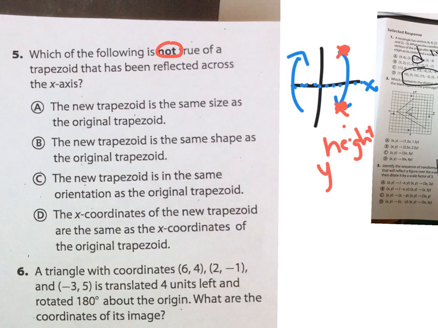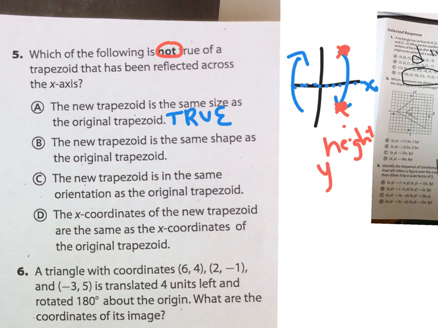So let's just figure out which ones are false. Let's go through them one by one. Letter A says the new trapezoid is the same size as the original trapezoid. Well, let's see. When we reflect, we never ever change shape or size. So that one is actually true because it does stay the same size.